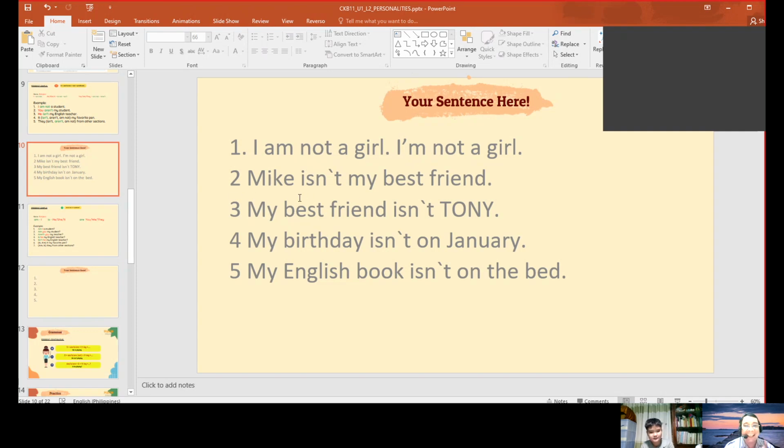Number two, Mike isn't my best friend. Your subject is Mike and then is not or isn't. And then my best friend, again, you have only one best friend, so you have to use isn't. And then your birthday isn't in January, so again you use isn't. And then your English book, it's isn't again because you're talking about only one book. Do you have questions with this? No question. Okay. So your sentence is perfect. This one is correct. Congratulations for that. Now going back in here.